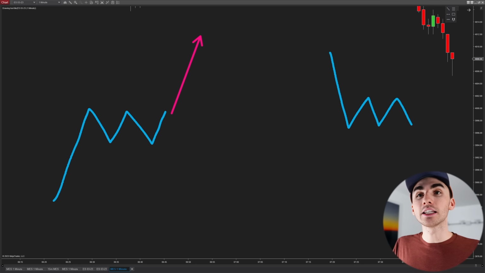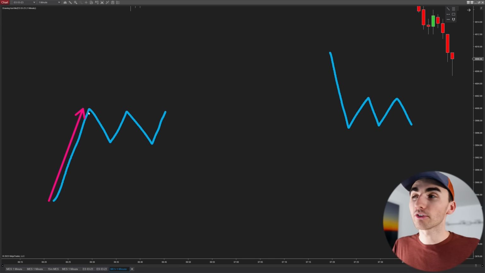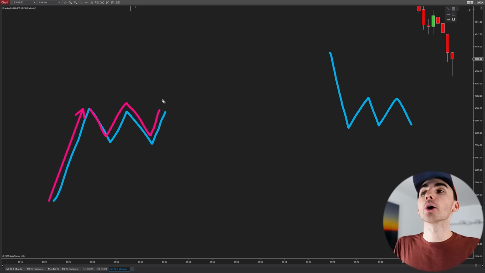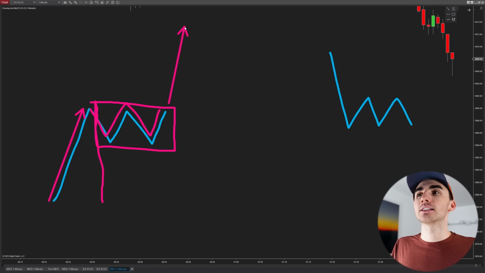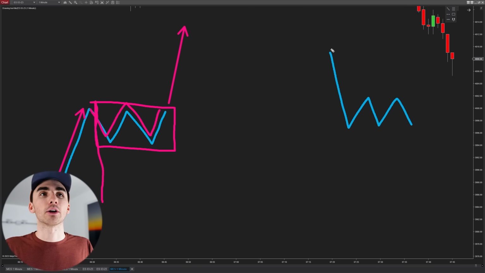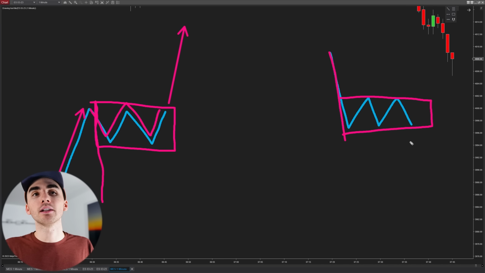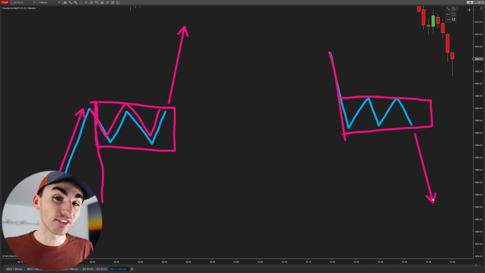All it takes to see these patterns is a previous uptrend in a bull flag, followed by some consolidation. And then the idea is when the market breaks this consolidation area, making up that flag, the market is going to continue higher. And then the same thing for the bear flag: the market is coming down, it's sitting in a consolidation period. When the market breaks that flag, it's going to continue lower.